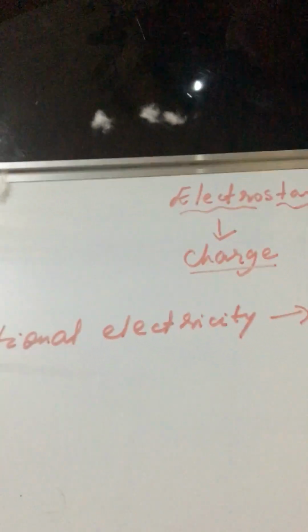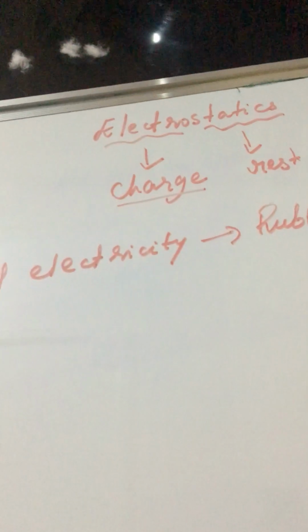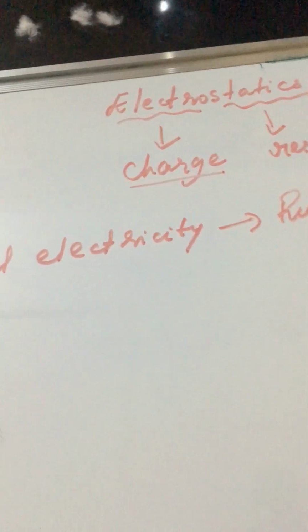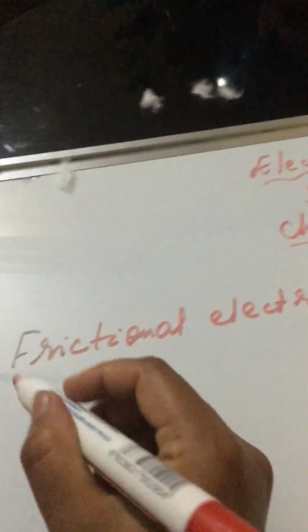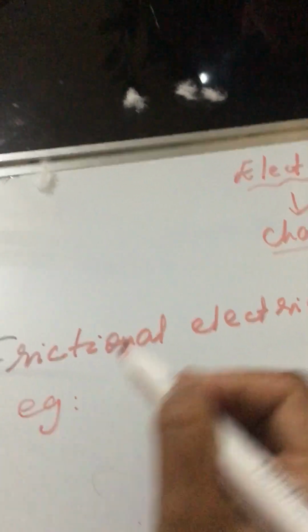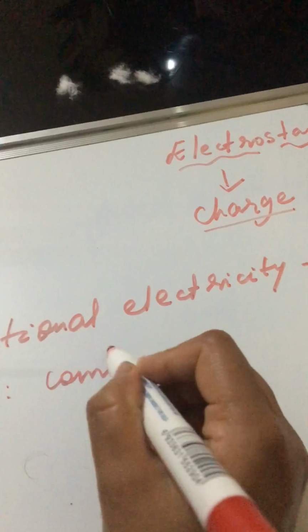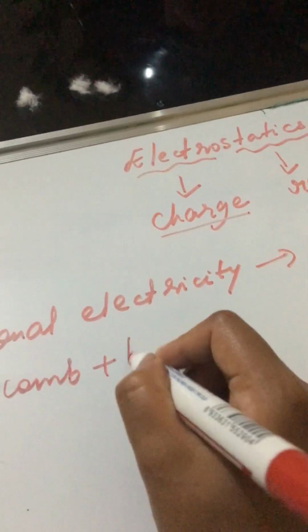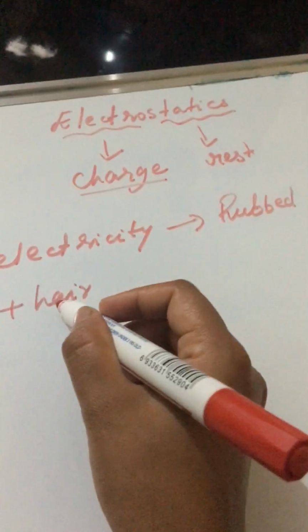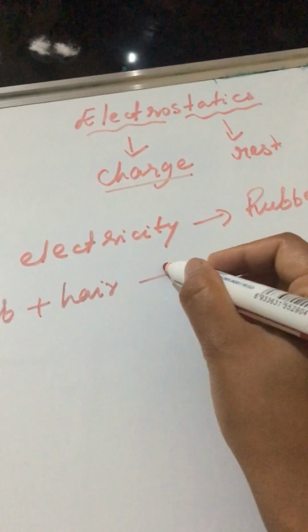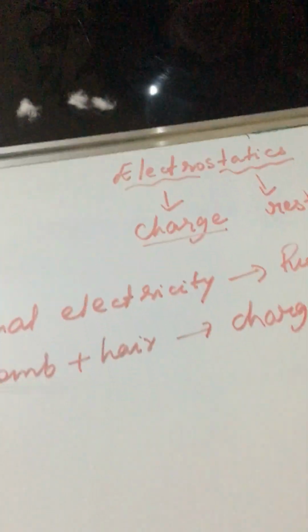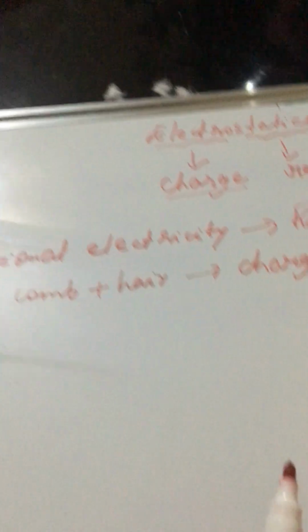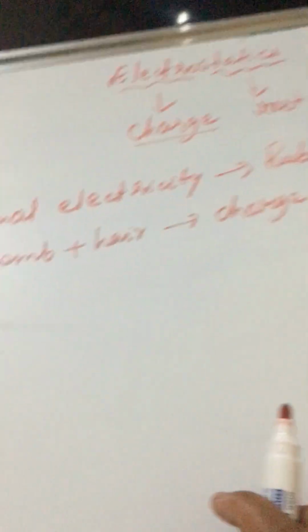When two bodies are rubbed against each other, the electricity so generated is known as frictional electricity. So what could be an example? A comb rubbed with hair, right? Now what will happen to the comb and hair when they are rubbed against each other? They get charged, right? There are a number of examples that we can demonstrate.